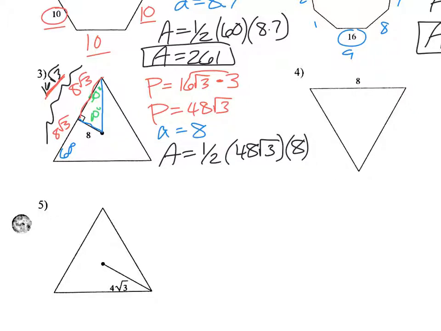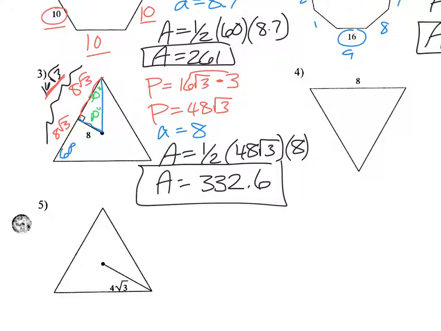Now I'm going to round after I type all that in. So I get 332.6, because it said to the nearest tenth. Okay, let's go to the next one.